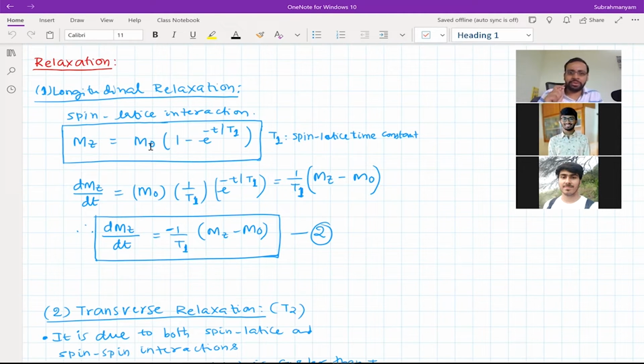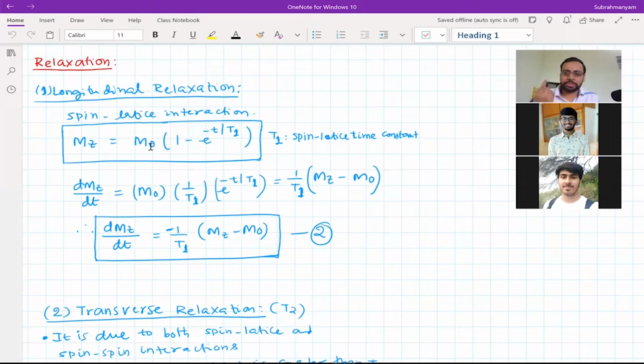Mz is equal to M naught, where M naught is the magnitude of your M bar vector, times 1 minus e to the power of minus t over T1. This is very similar to what you have seen in voltage and current equations for capacitors and inductors. Now, what is it that dictates this T1? There are essentially two parameters. One is the density of protons you have.